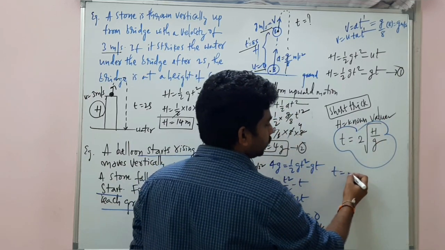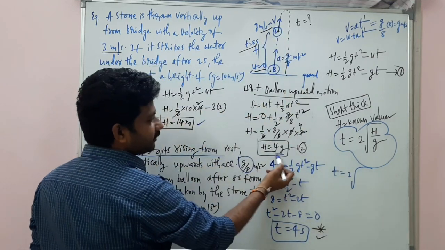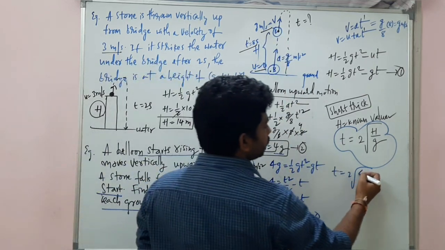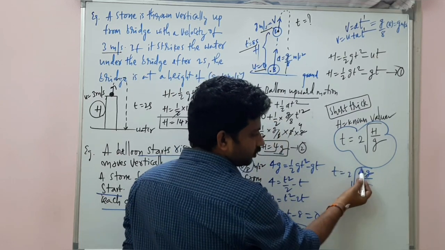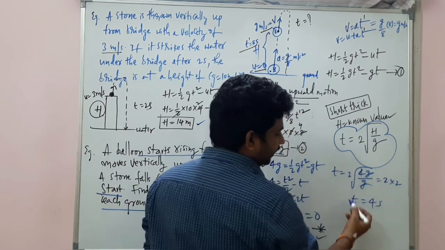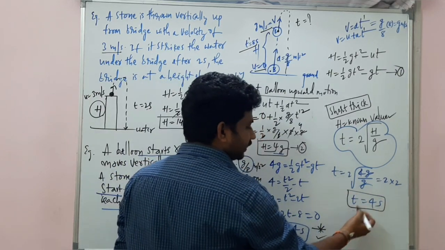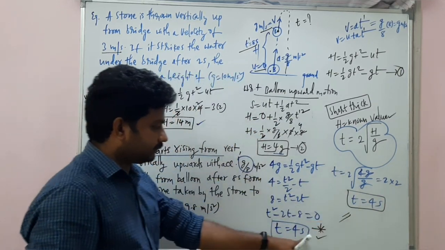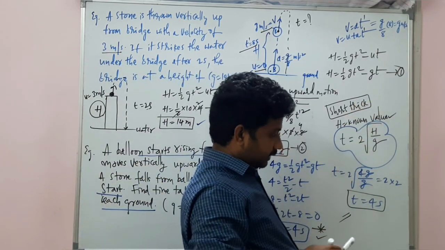So T is equal to 2 into root H by G. What is the H here? H we found earlier, H is equal to 4G. So 4 into G by G, so G cancels. Root 4 is 2. 2 into 2. So what is your time value? It's 4 seconds. Is it similar to our answer? See, this is the short trick, my dear children.